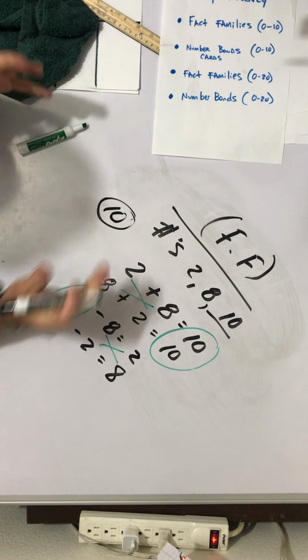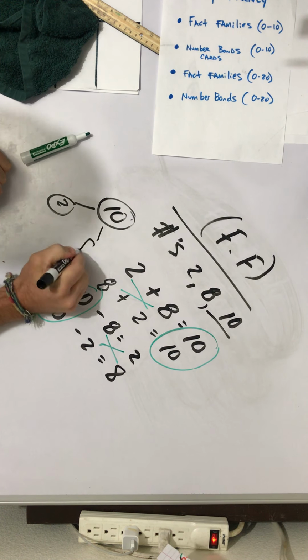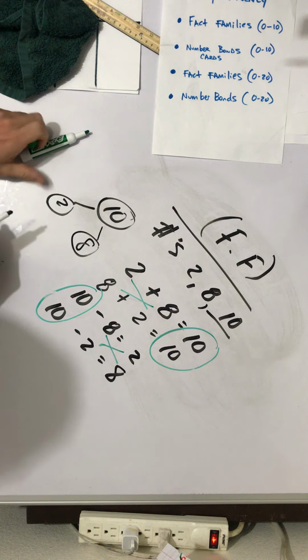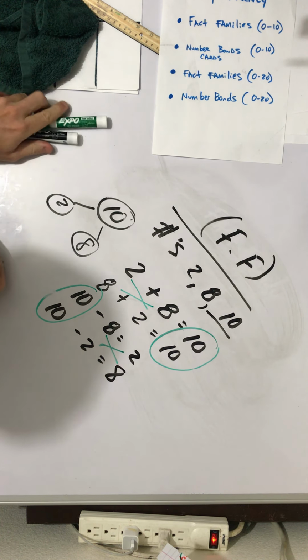10 is the whole. Put them all together. 10 is the whole. One of the parts is a 2. One of the parts is an 8. Okay? Just like that. Number bonds to go with the fact family.